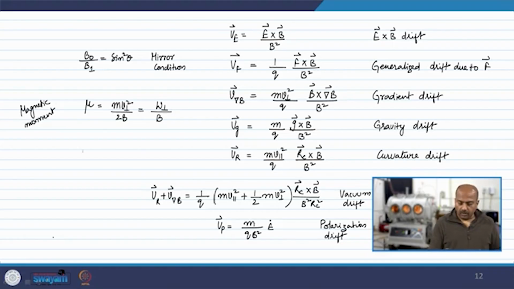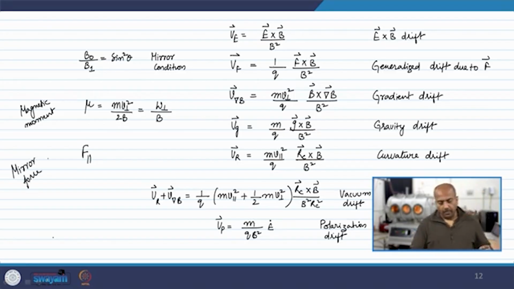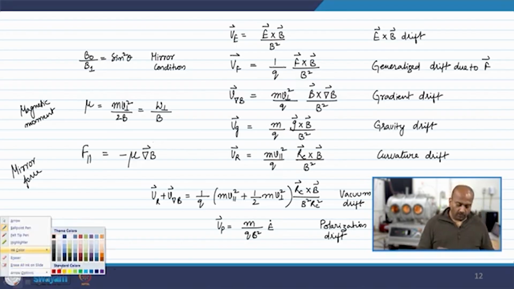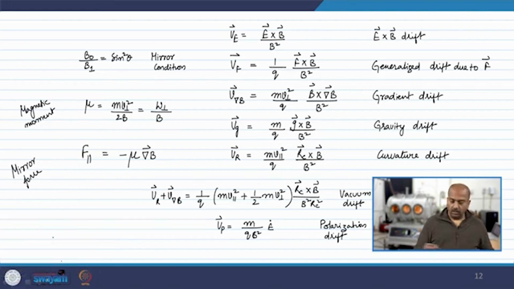And then we learned a very important mirror force. So, the mirror force is a very unique thing, because this is responsible for bringing back the particle into the weak field. F parallel is minus mu times del B. You see, del B is there, so F parallel has to be existent, right. So, this is the conclusion of the particle drifts, right.